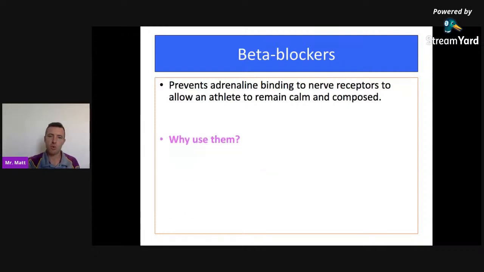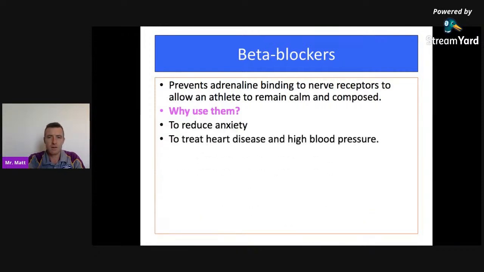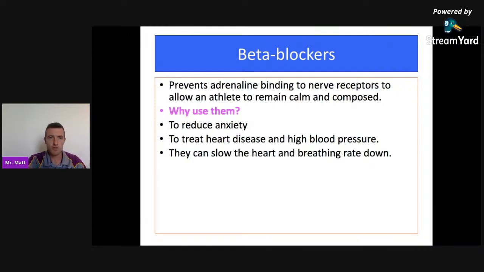So if you think about the sports which potentially could use them, we've kind of touched on them already. Sports which are going to reduce anxiety. They're actually a common drug which is used in the medical industry to treat heart disease and high blood pressure. So they can obviously lower the chance of heart disease and bring your blood pressure down. They can therefore slow the heart and breathing rate down, again to reduce their state of calmness.